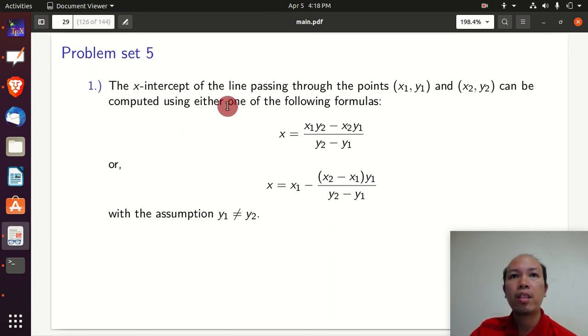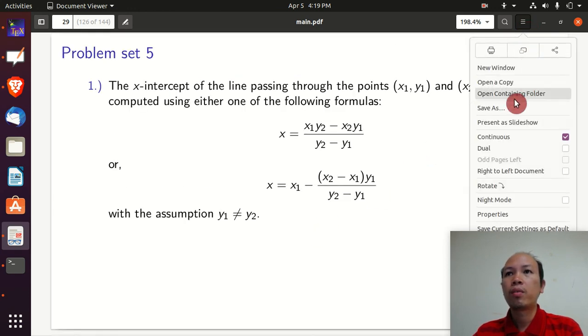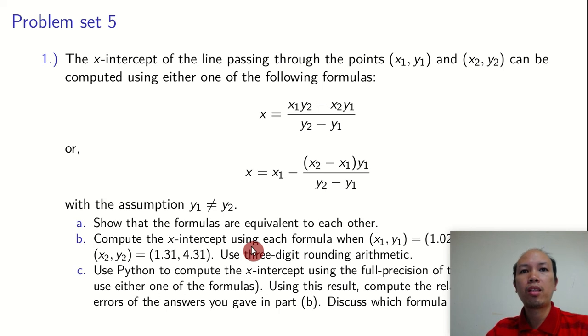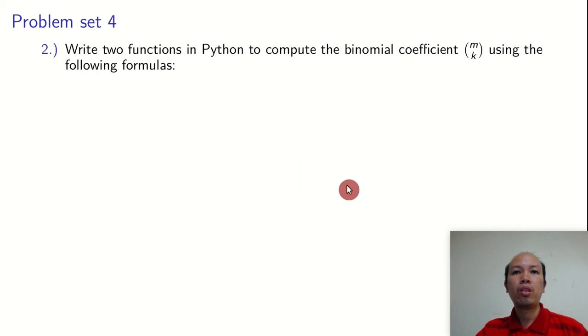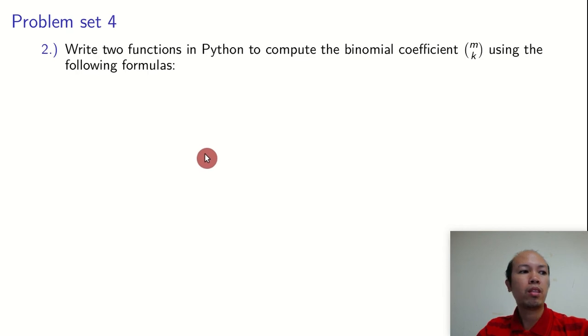Okay, you can copy the x-intercept of the line passing through the points (x sub 1, y sub 1) and (x sub 2, y sub 2). So this is the formula, or you can use this form. Of course, y sub 1 is not equal to y sub 2. So what you will do here is, number 1, show that the formulas are equivalent to each other.